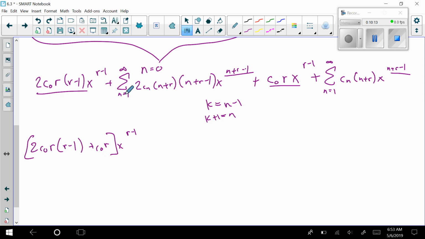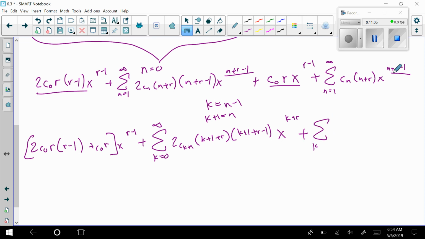When I plug that in over here, I'm going to have to subtract 1 over and I'll get the sum from k equals 0 to infinity of, well, now I have to go through and just plug in this n equals k plus 1. So here I'd have 2 c sub k plus 1, then that's k plus 1 plus r, k plus 1 plus r minus 1, x to the k plus r. Okay, and then I have my plus. Remember, I've already taken this term out over here, so if I sum, this is another.